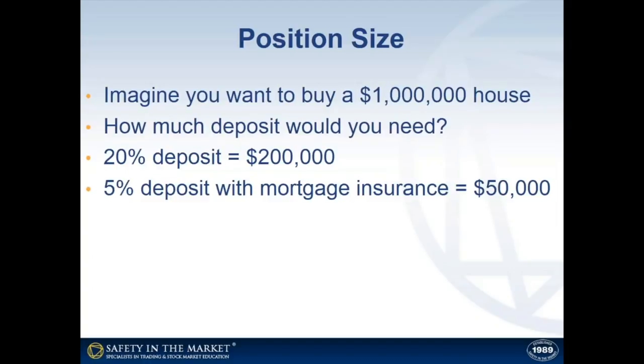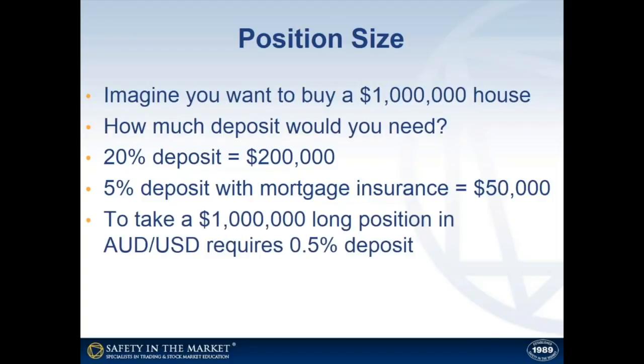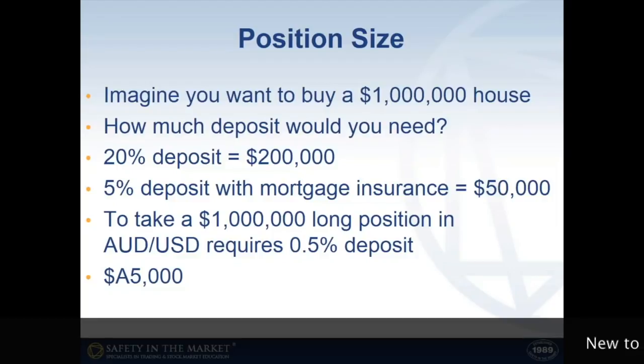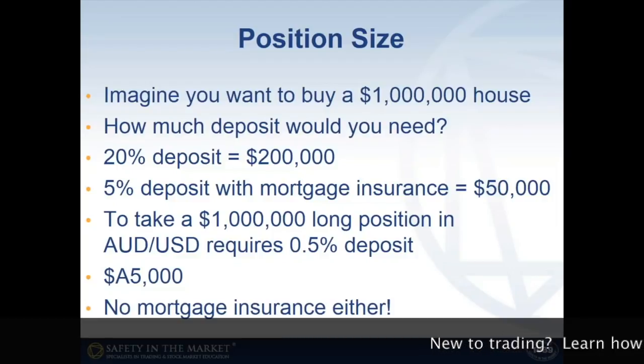Okay. If you have mortgage insurance, you might be able to get that deposit down to 5%, for example, and only put up $50,000 deposit. But you're still going to have to make repayments on that loan as time goes on over 25 to 30 years. If you want to take a $1 million long position in the Australian dollar, US dollar, you only need a 0.5% deposit, which is 5,000 Aussie dollars. So $5,000 will get you a $1 million position in the FX market. And there's no mortgage insurance, and there are no repayments either.